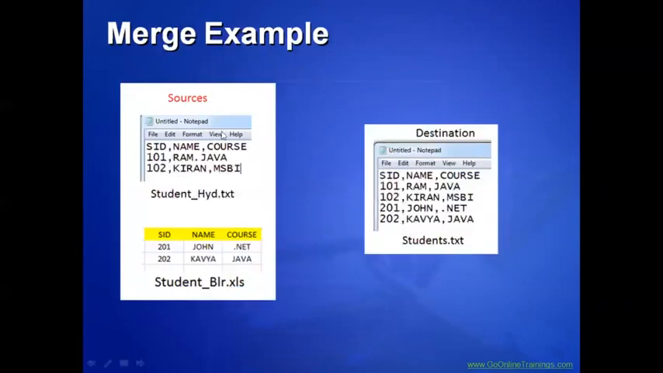So I have one flat file, txt, and I have one XLS file. I have student ID, name, codes in both. And I have different data available: 101, 102, and 201, 202. This data may be coming from Hyderabad and this data may be coming from Bangalore. So Hyderabad data, Bangalore data, I am merging. Merging means combining and creating one destination. This is what is called merge. But definitely you have to sort the data based on the key column.